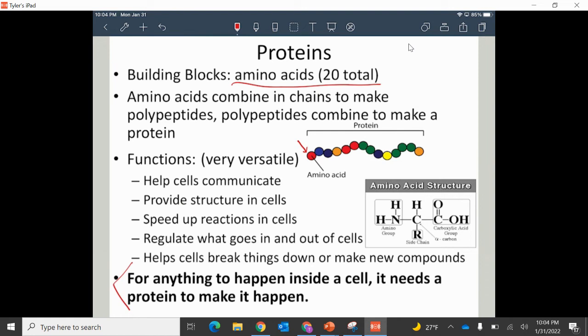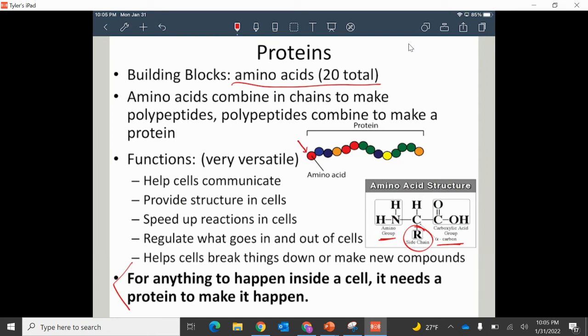They help break things down or make new compounds. I mean, the proteins in your cells are really the ones doing the work. So they all have a pretty similar structure. They have an amino group, a carboxylic acid group, and they've always got this side chain, and that's what makes amino acids different from each other. I think that's a question I asked you about on your assignment.